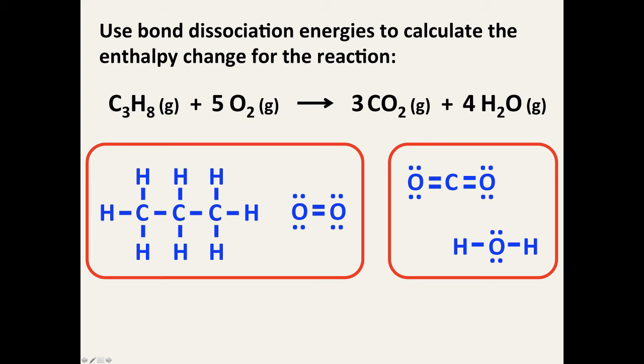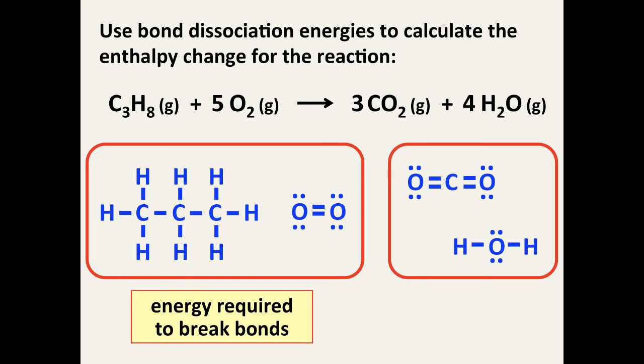Note that there are 3 CO2s produced, so we're going to have 2 carbon-oxygen double bonds per molecule times 3 molecules, so that'll be a total of 6 carbon-oxygen double bonds formed. And then for water, we have 2 hydrogen-oxygen single bonds per molecule. We have 4 molecules, so that's going to be a total of 8 oxygen-hydrogen bonds that are formed.